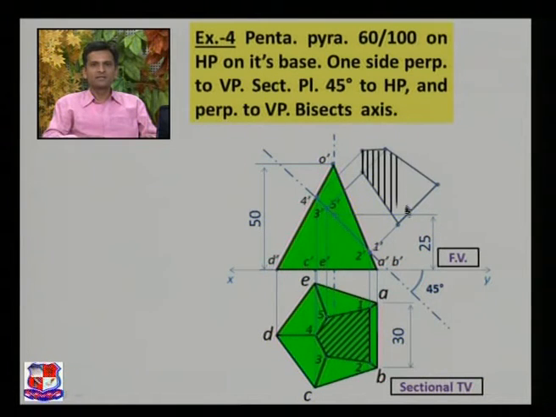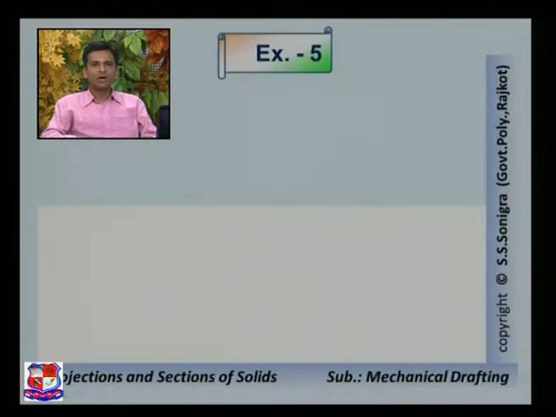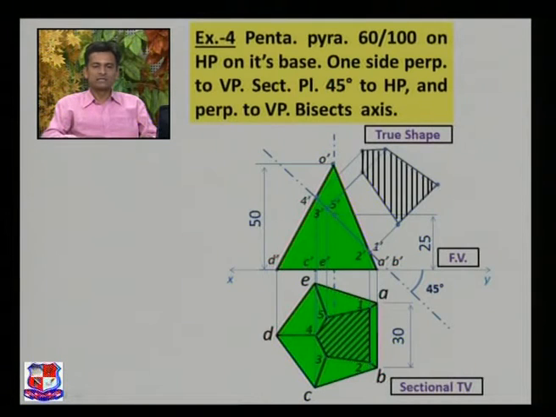Draw section lines like this, and these section lines should make an angle of 45 degrees with this cutting plane line, and write the name of the view as true shape of the section. I hope the solution of this problem is clear to you. That is example number 4.